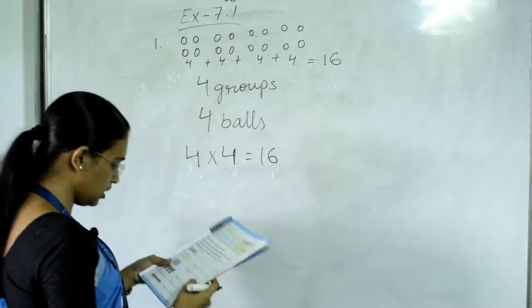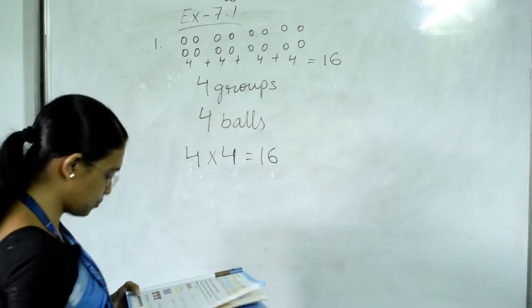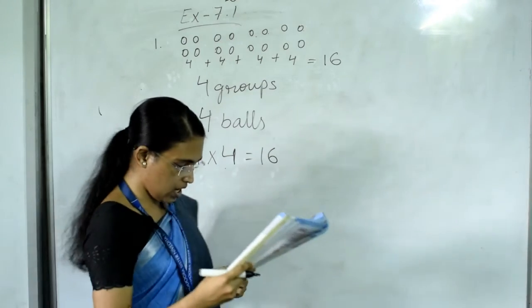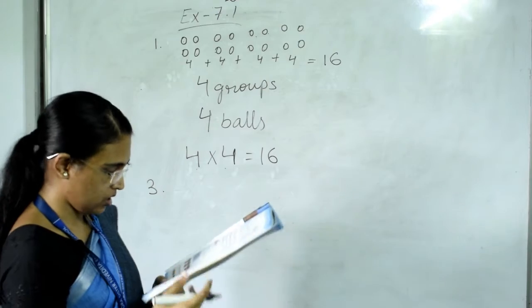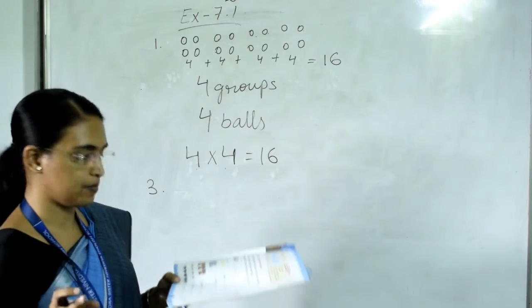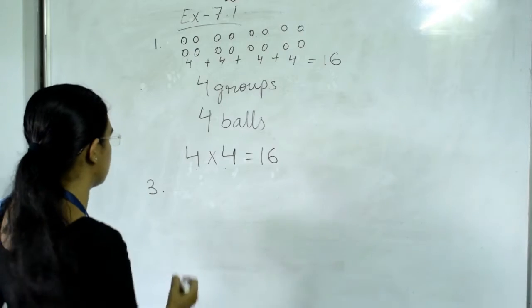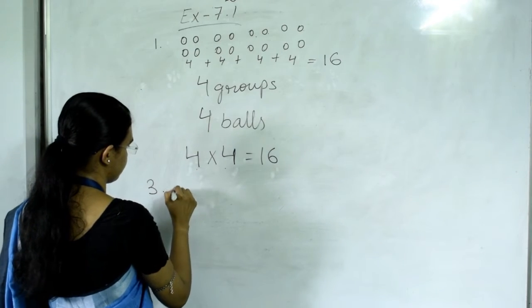Now question number 3. There are some cups. There are 3 groups of cups, and how many cups does each group have? 5 cups, like this.